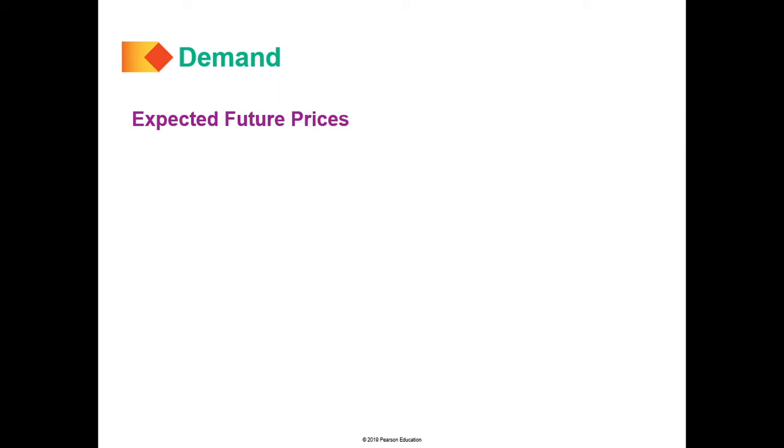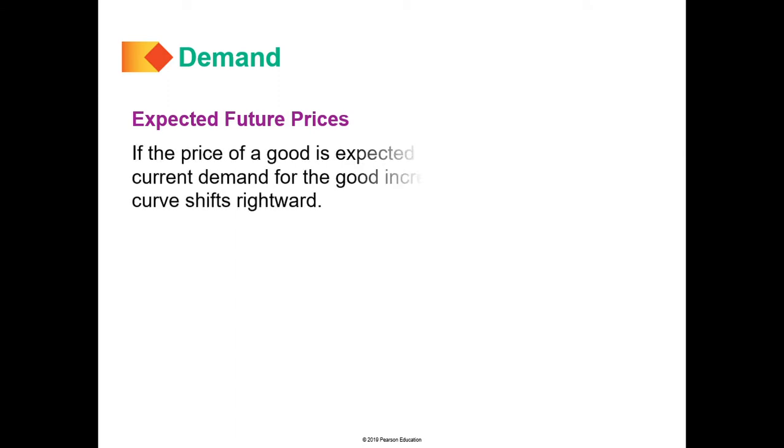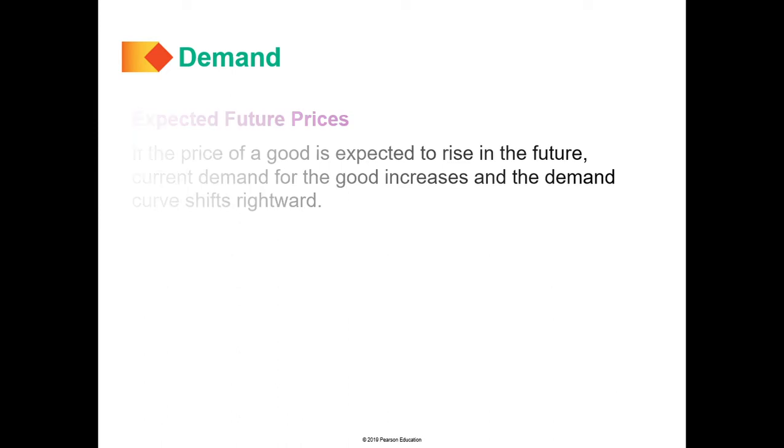So the second factor of demand is going to be expected future prices. So if we expect something to go up in the future, we're going to want to buy it now before the price increases. So the demand curve is going to increase or shift to the right. So if, for example, we know tomorrow the sale on milk at the grocery store is going to go away, we're going to go buy it today. So if we expect the price to go up, we're going to increase our demand today.